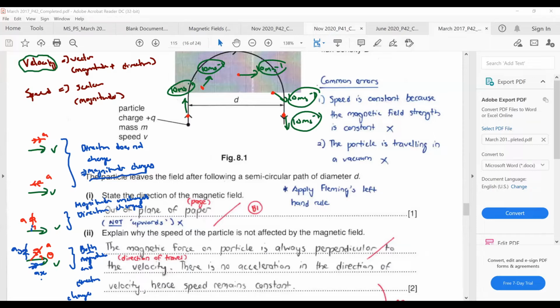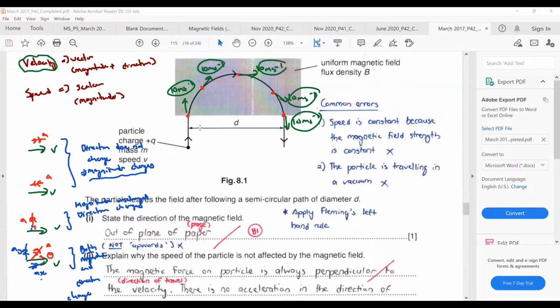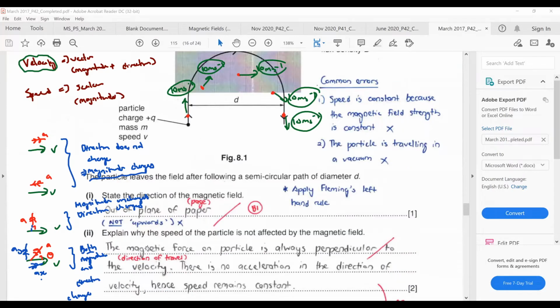Okay, now for the case of your magnetic field that causes a magnetic force acting on the charged particle, you remember the magnetic force is always perpendicular to the direction of your velocity because of Fleming's left-hand rule.